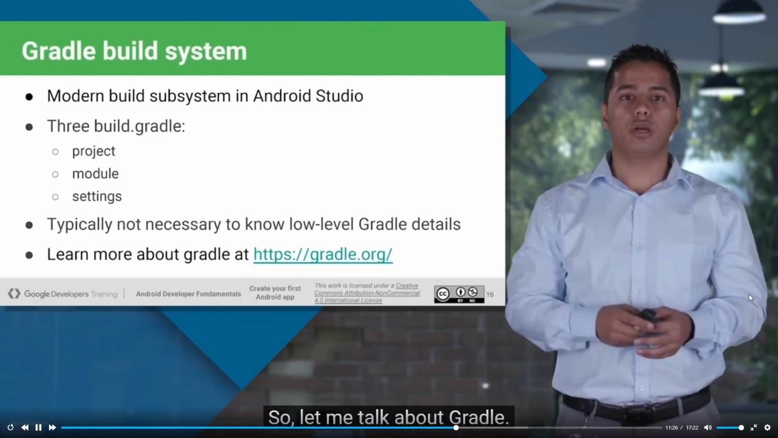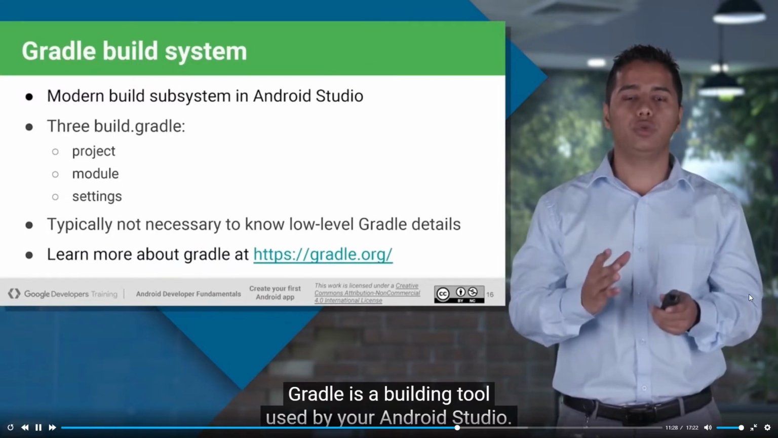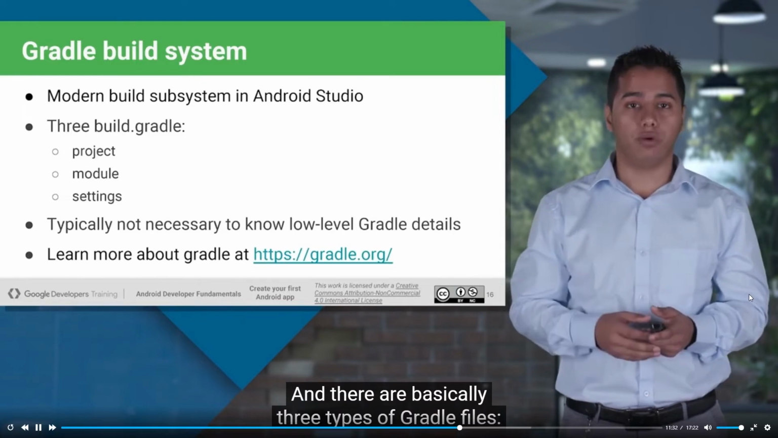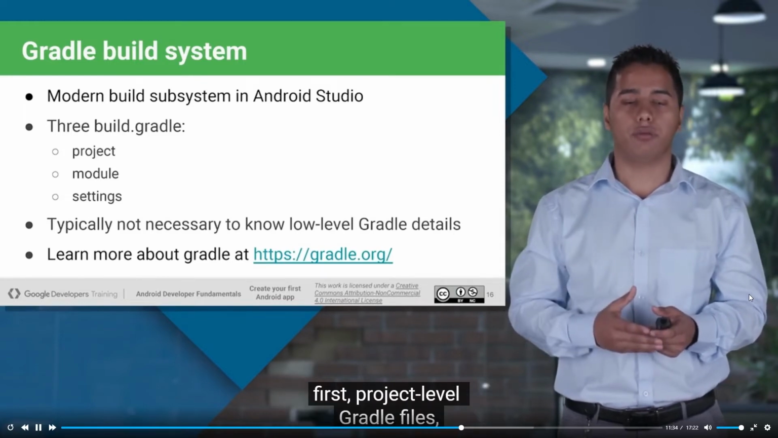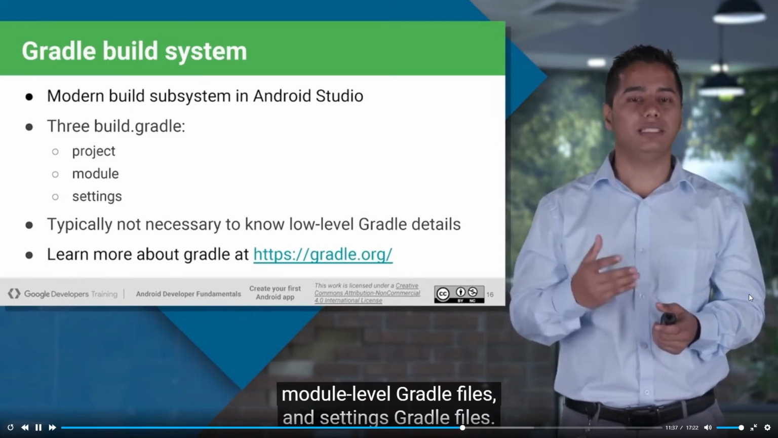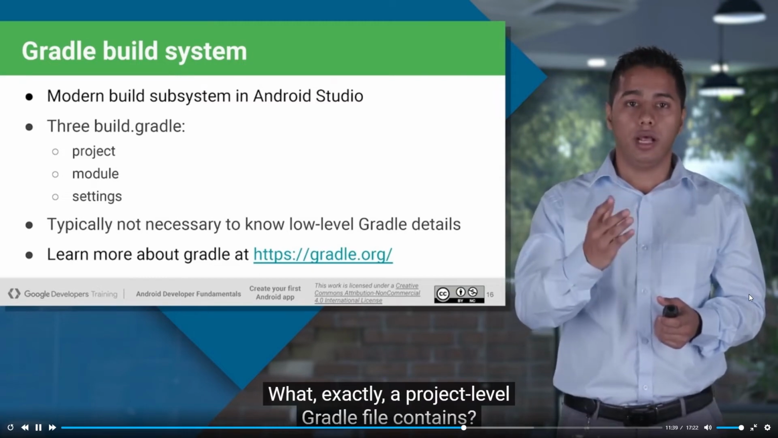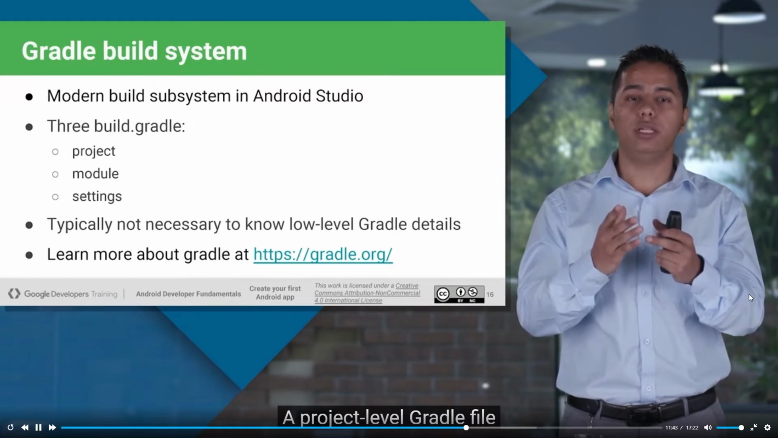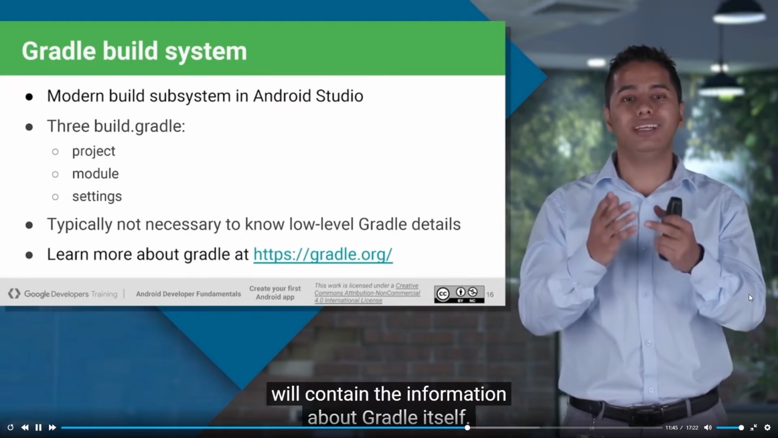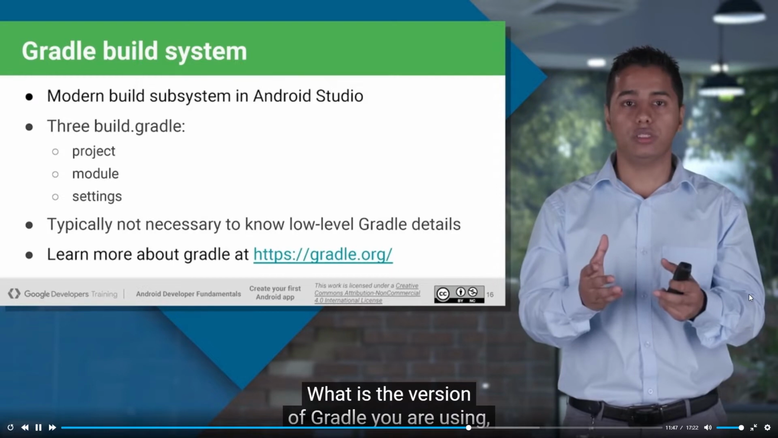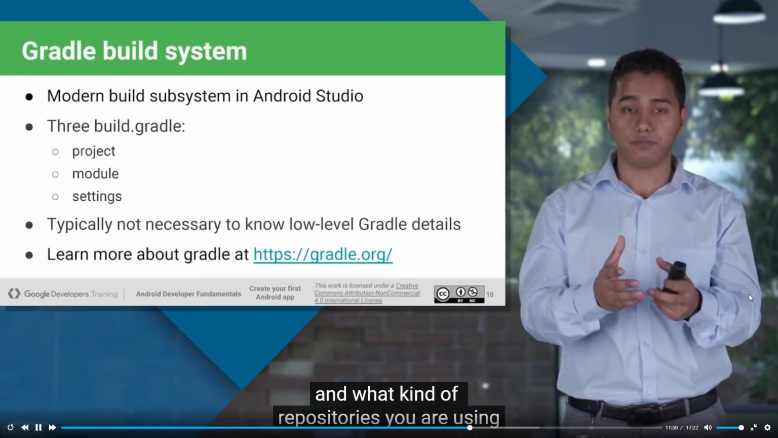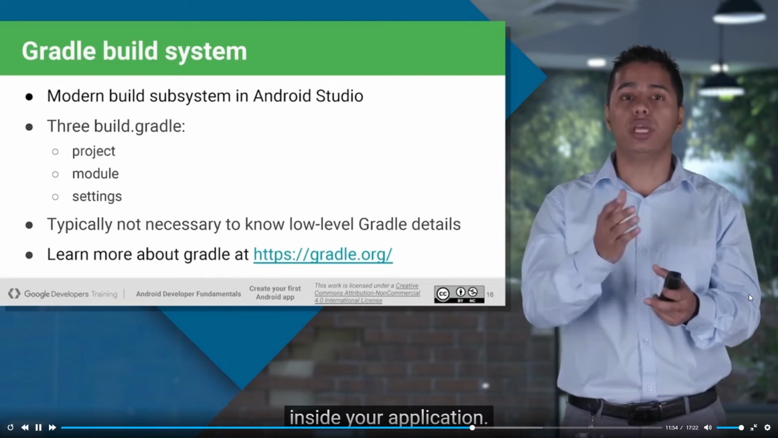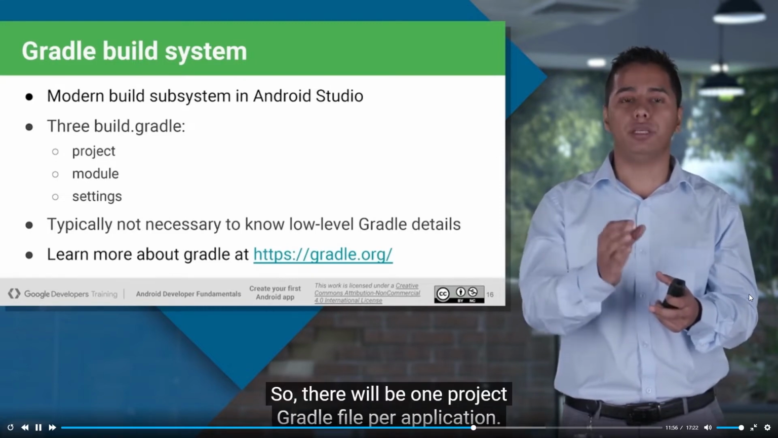So when we talk about Gradle, Gradle is a building tool used by your Android Studio. And there are basically 3 types of Gradle files. First, project level Gradle file, module level Gradle file, and setting Gradle file. What exactly does project level Gradle file contain? Project level Gradle file will contain the information about the Gradle itself. What is the version of Gradle you are using, and what kind of repositories you are using inside your application. So there will be one project Gradle file per application.